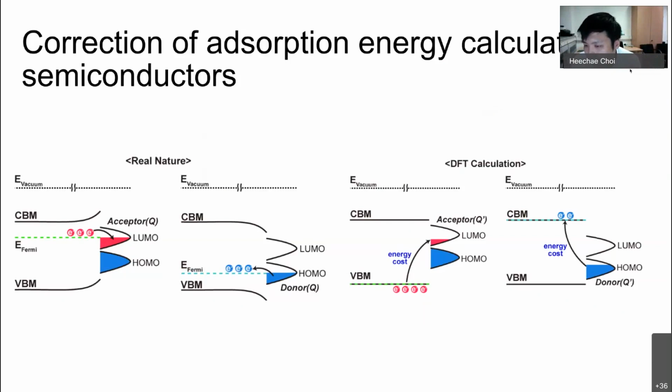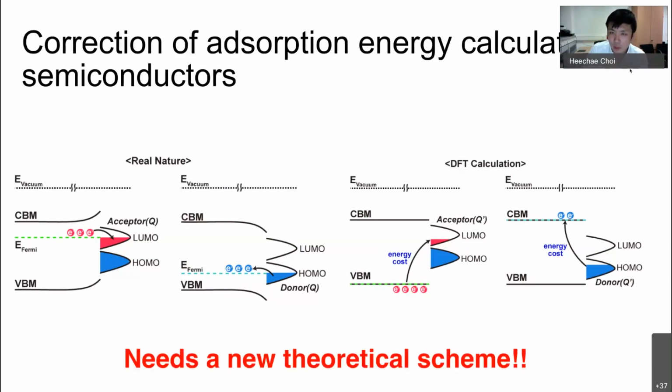And for the case of the adsorption of a donor, in DFT calculations, the donor's HOMO level gives an electron to the CBM of the semiconductor. So this is the discrepancy between the real nature and DFT calculation. So we have to make a new theoretical scheme in order to correct this, right?